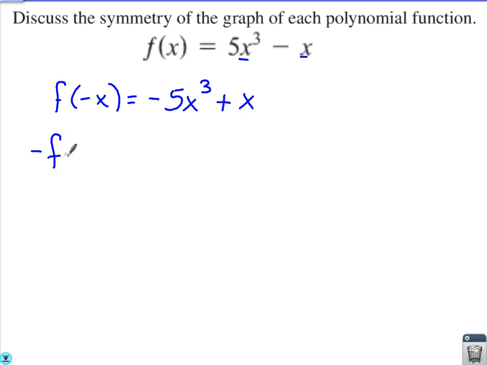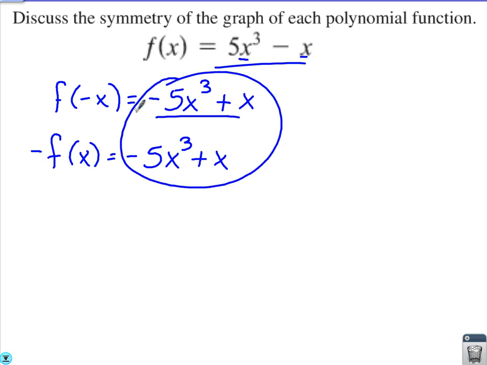And then you find negative f of x, which, by the way, we already know it's not even because this and this are not the same thing. But to test if it's an odd function, also find negative f of x, which pretty much means go through and find the opposite of all the terms here. Negative 5x to the third and plus x. Since these are the same, that would be odd function. It has rotational symmetry.